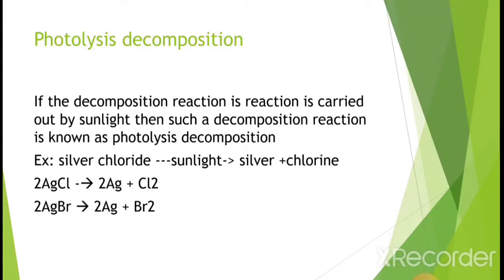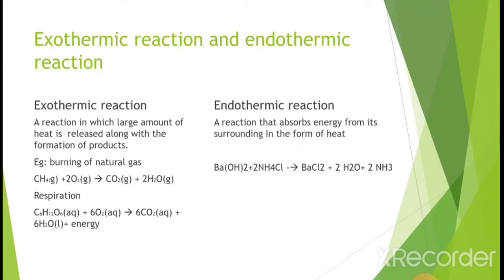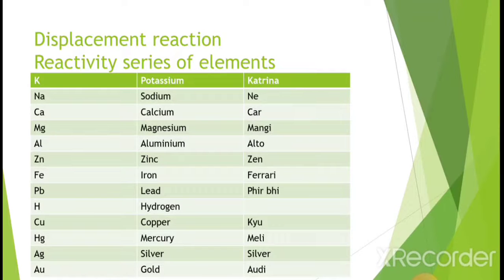Next is exothermic reaction and endothermic reaction. Exothermic reaction is a reaction in which a large amount of heat is released along with the formation of products. Here are some examples. And endothermic reaction is a reaction that absorbs energy from its surroundings in the form of heat. Then the reactivity series, it is very important to learn.